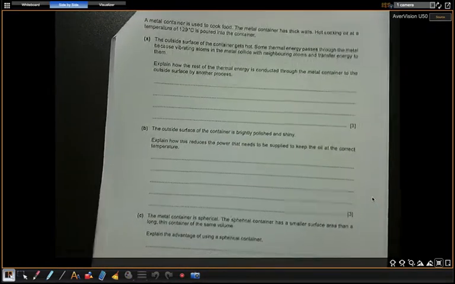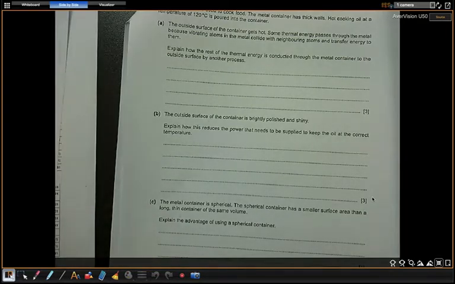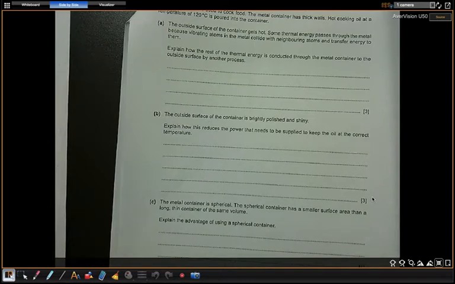Alright, moving on. A metal container is used to cook food. The metal container has thick walls. Hot cooking oil at the outside at a temperature of 120 degrees is poured into the container. The outside surface of the container gets hot. Some of the thermal energy passes through the metal because vibrating atoms in the metal collide with the neighboring atoms and transfer energy to them. Explain how the rest of the thermal energy is conducted through a metal to the outside surface by another process. Okay, that was a long question.